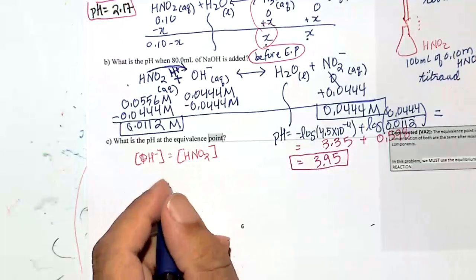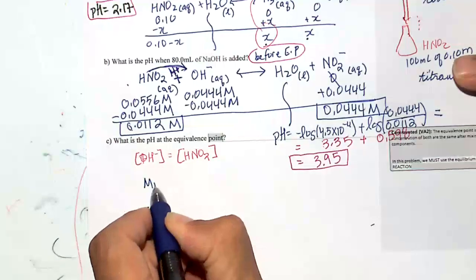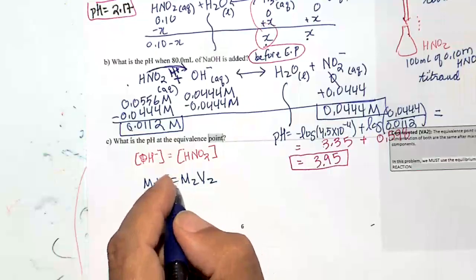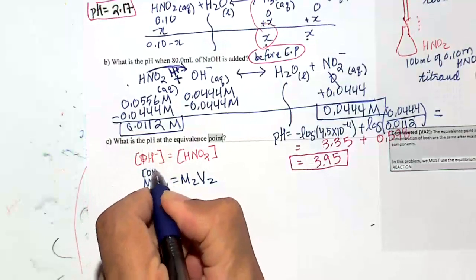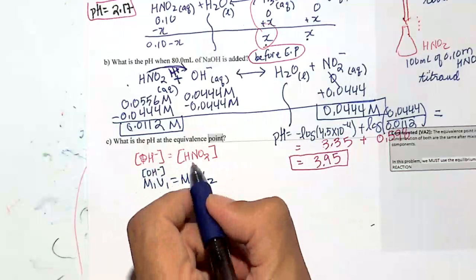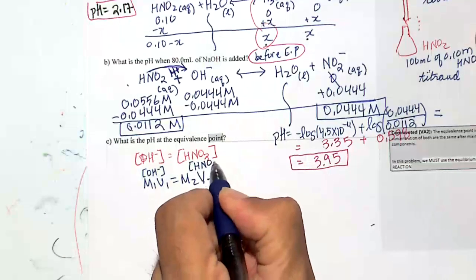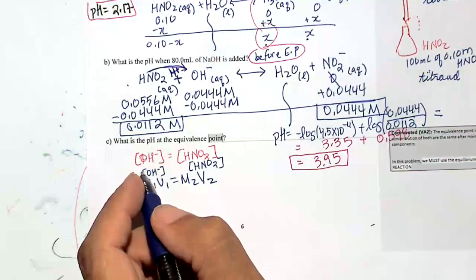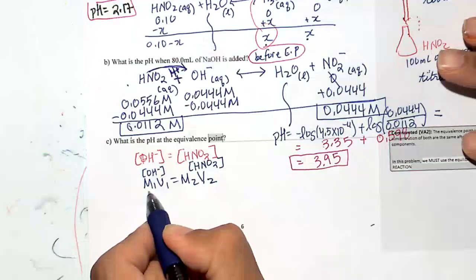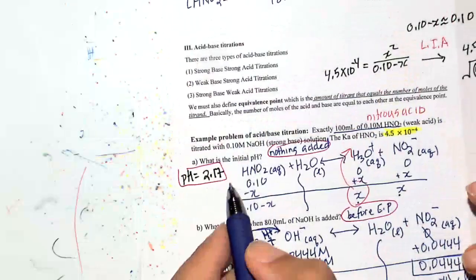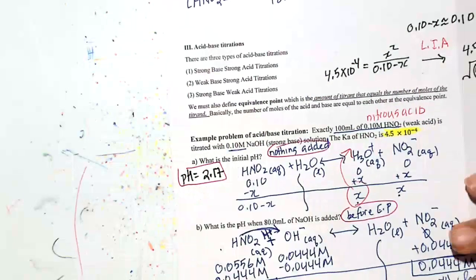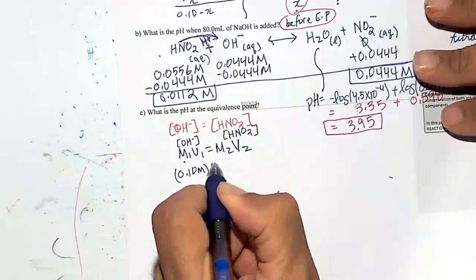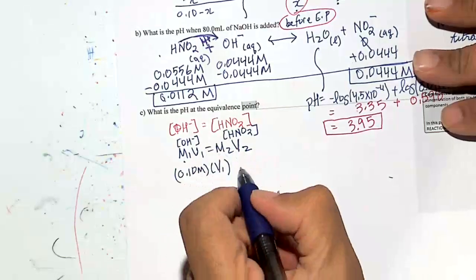All right, so do you guys remember this from Chem 1? M1V1 equals M2V2. Okay, we want their moles to be the same. We have OH minus in the burette. We have the weak acid sitting in the flask. This is called the titrand. The OH minus that we drop is the titrant. So the molarity of OH minus, let's go all the way back here, is 0.10.